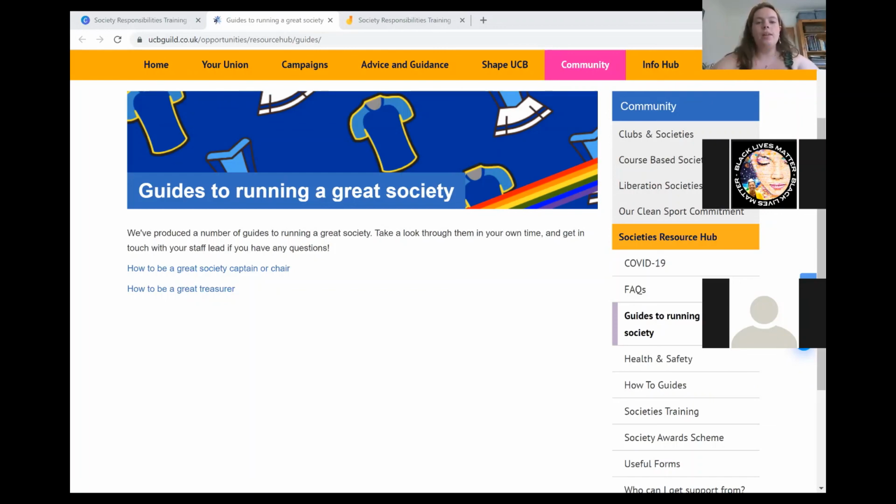So those are your key responsibilities, and this document outlines far more than that. It includes lots of good practice and much more information on each of the things that you're responsible for. So I would definitely recommend having a look over that and making sure that you're aware of what your responsibilities are.